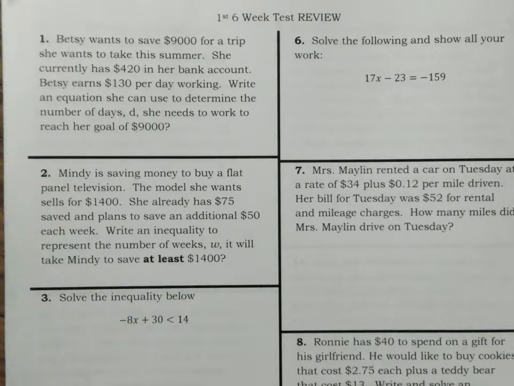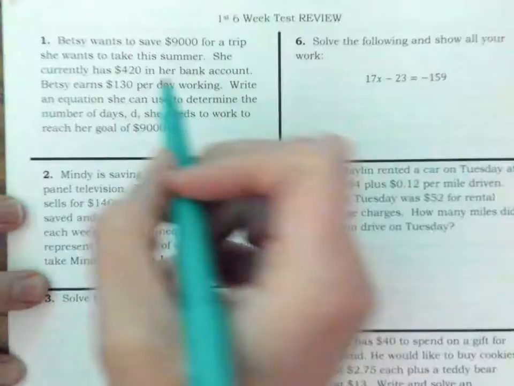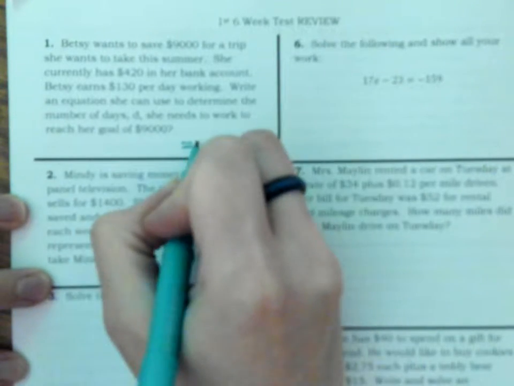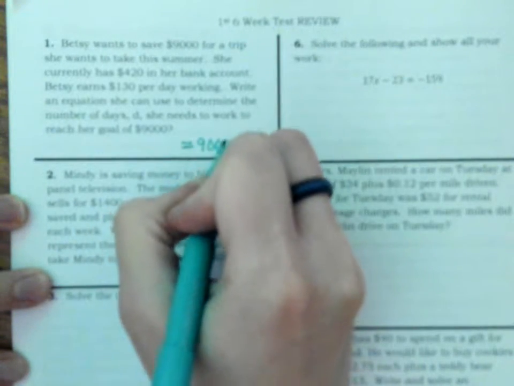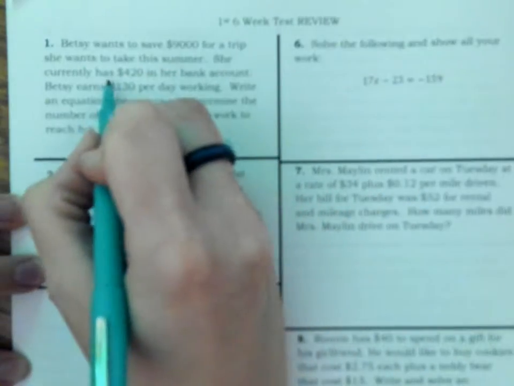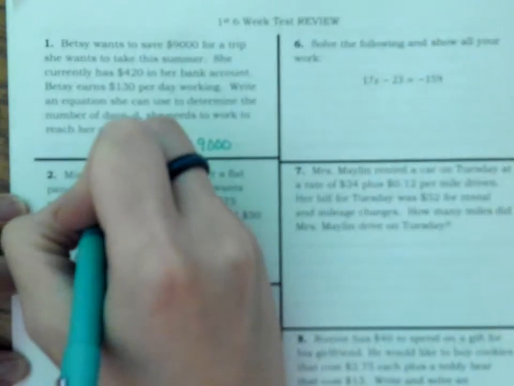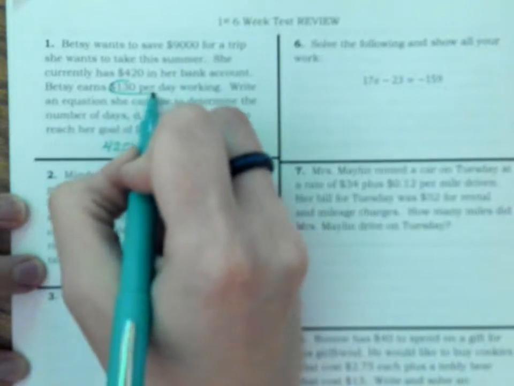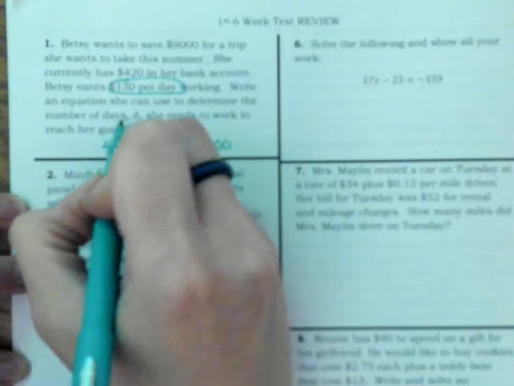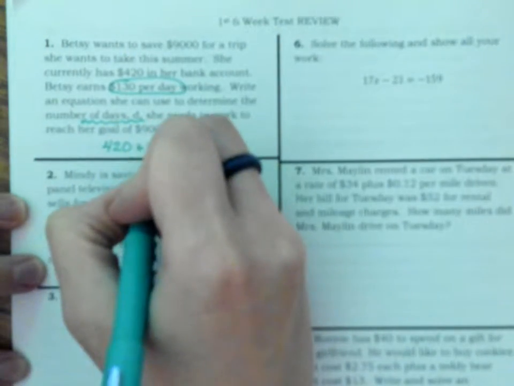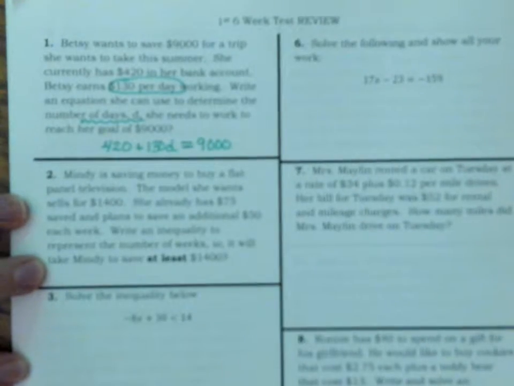goal of $9,000. So this time we're writing an equation, so that means we have equals, and our total is 9,000. So we want to figure out what can equal up to 9,000. And so it says she currently has 420, so that's what we're going to start with. And then she earns $130 per day, and D is the number of days. So plus 130D. And that's your equation.